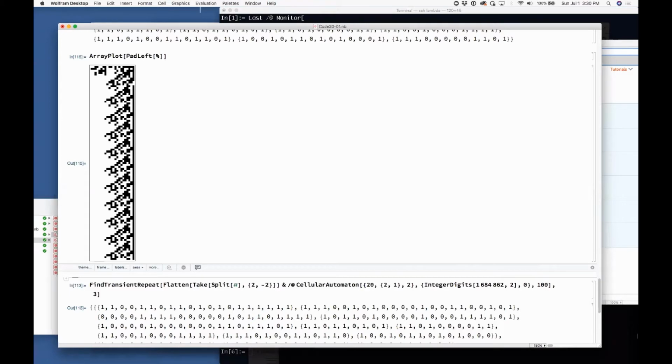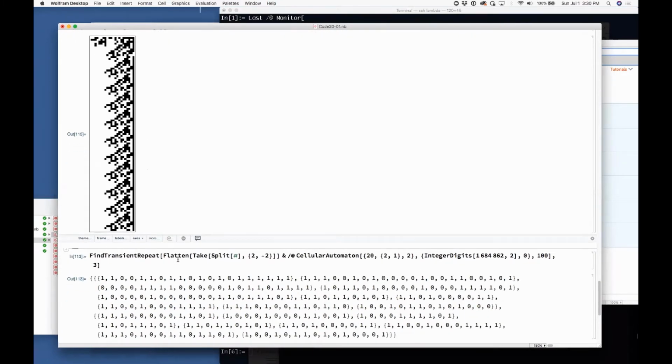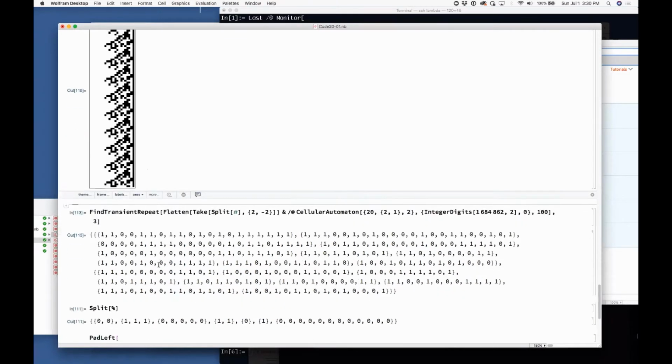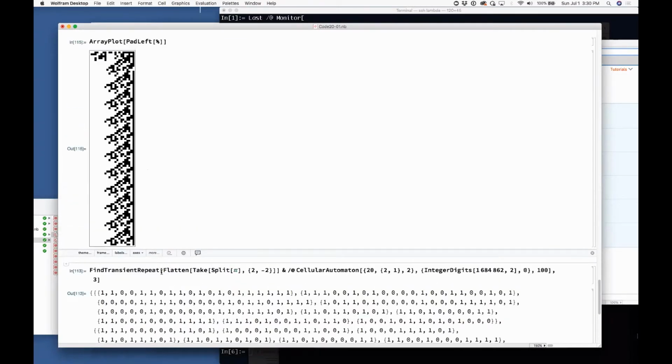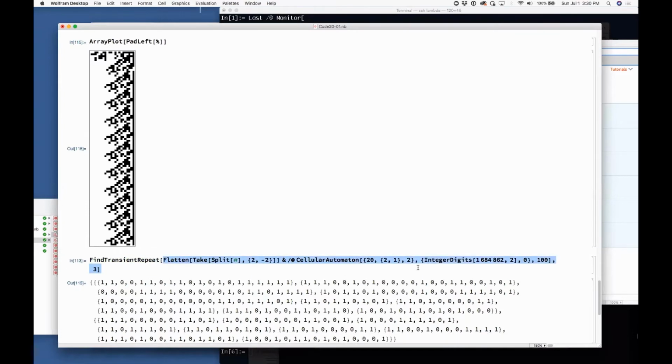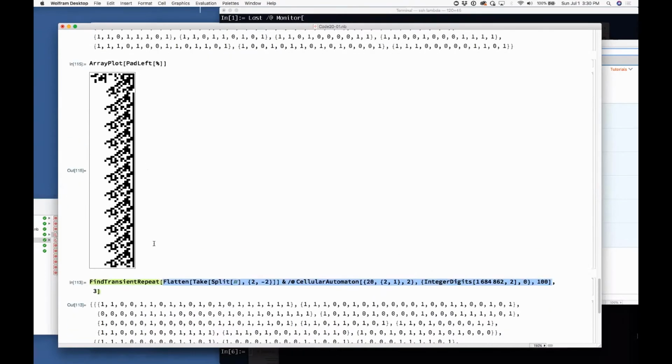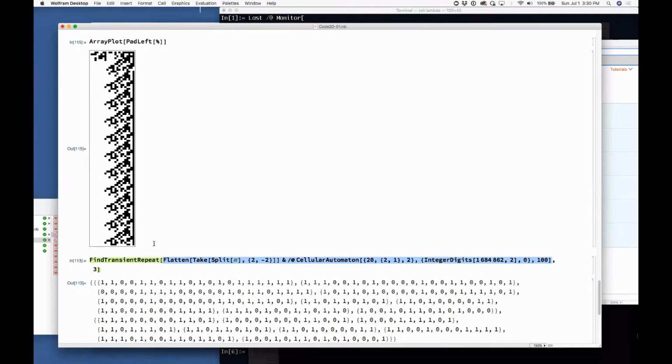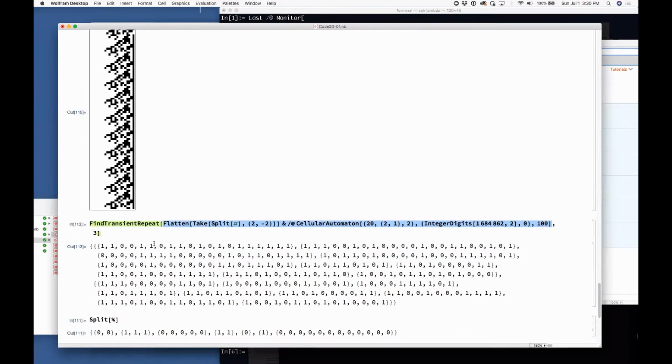And why is find transient repeat not working on that? Let's see. What am I doing wrong? So this is find transient repeat of that thing. I don't understand why this isn't working. Is it the 3 is a period? You're looking for 3 repetitions, right? I'm looking for 3 repetitions, and it should be showing me. Well, let's just look at this thing here.